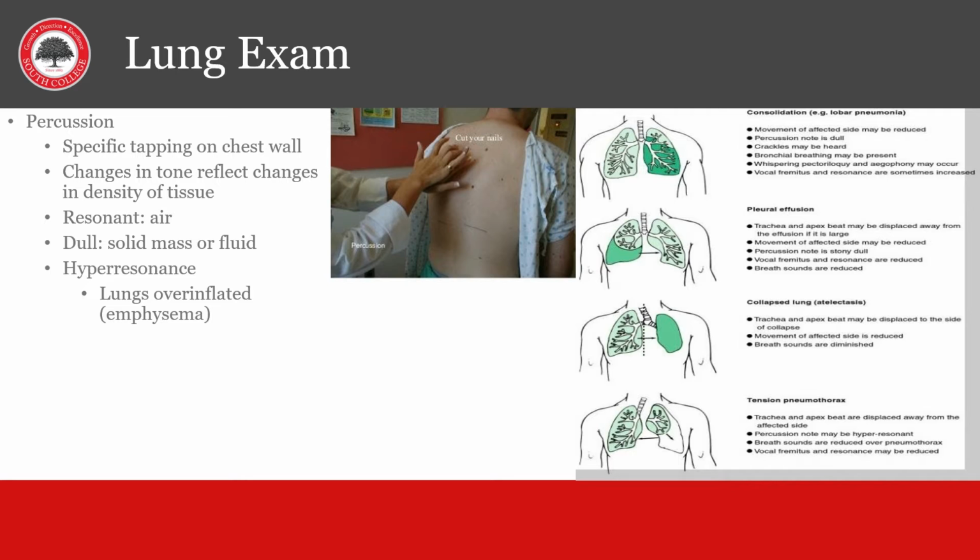Percussion is an important part of a lung exam. If the sounds are dull, then maybe a mass or a fluid like a pleural effusion. If hyperresonance is present, then emphysema or pneumothorax. Before ultrasound, this is how lungs were marked for a thoracentesis to remove a pleural effusion.